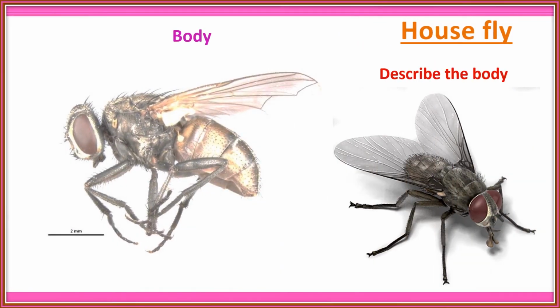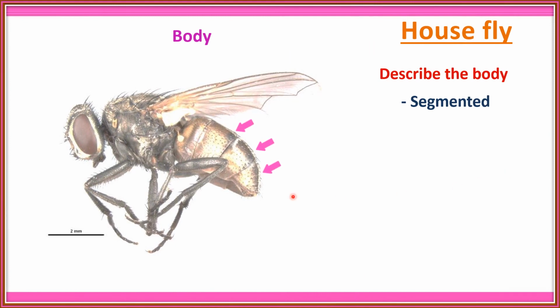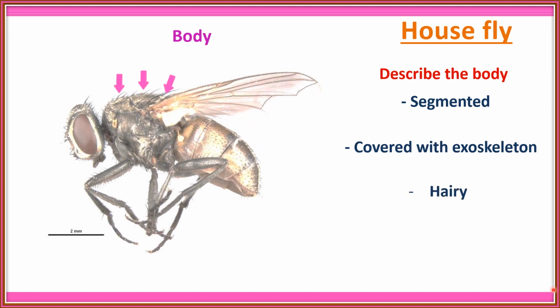We describe the body. The body is segmented and it is covered in an exoskeleton. It is hairy, and smooth and round.